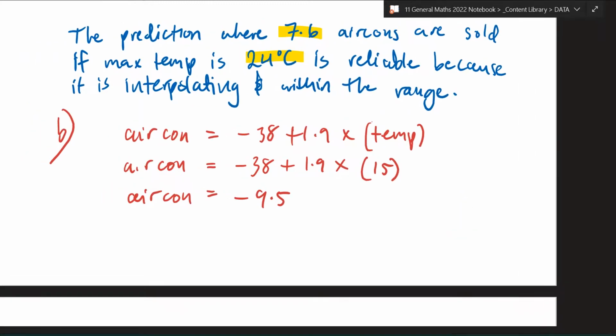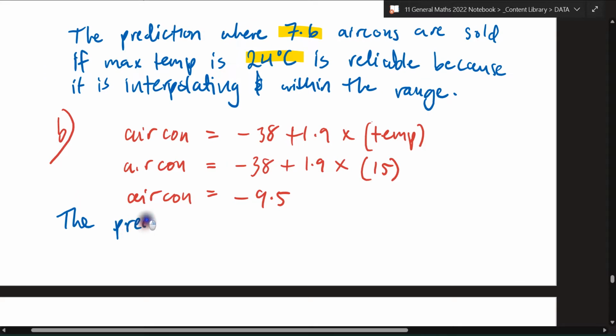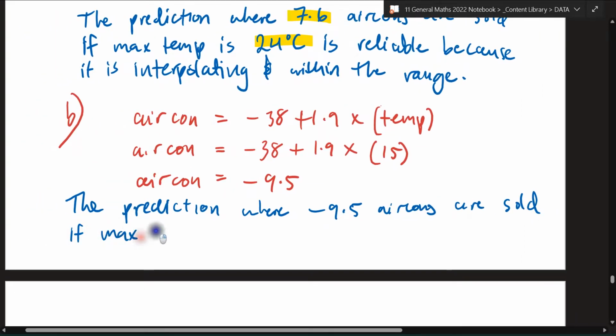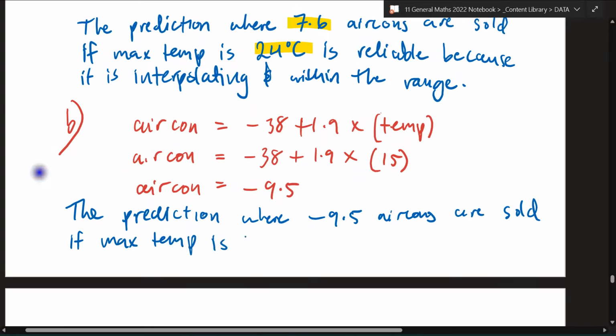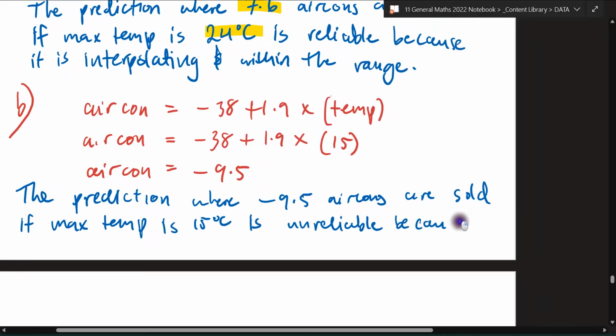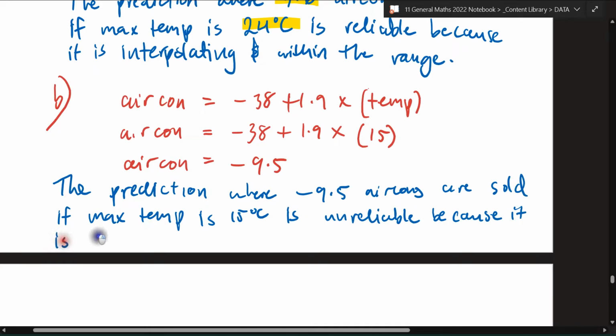So obviously, now we write the prediction, horrible handwriting, where negative 9.5 aircons are sold if max temp is 15 degrees Celsius is unreliable, because it is extrapolating and outside the range.